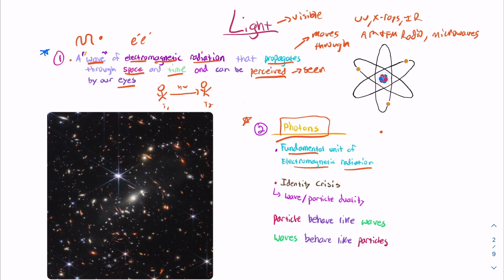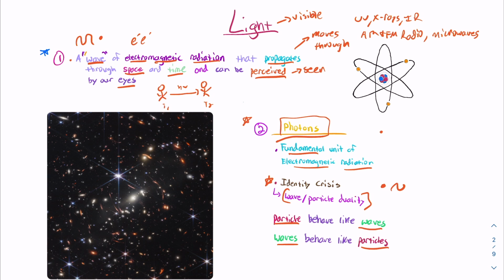The thing about photons is that they have what I like to call an identity crisis. These particles exist as particles and waves. I guess these forms of energy exist as particles and waves at the same time. It's called the wave-particle duality. So the particles behave like waves, and the waves behave like particles. That might sound very confusing, and it's very confusing to me too, but that's what it is.